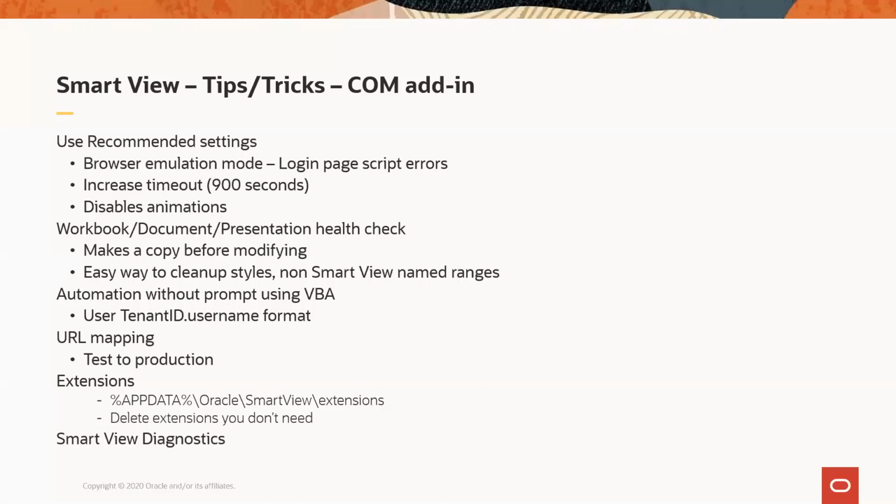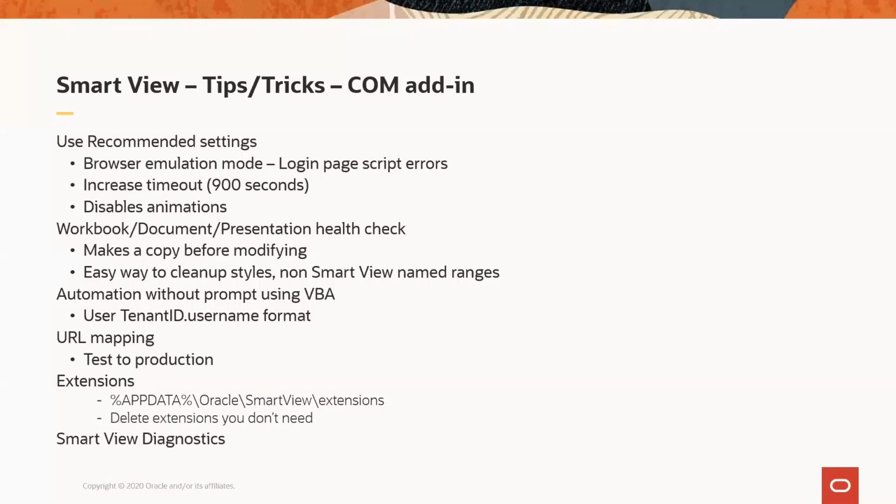Next item is that in the past, many of our users were asking us how to automate SmartView testing using VBA. And for cloud, the login screen was preventing them from completely automating it. With the VBA we provided, you can provide the username and password, and you can complete it automated without any user prompt. In that format, the tenant ID needs to be added to the username. That's the only thing that you need to remember. You can code the whole VBA scripting sequence. URL mapping, Al talked about.